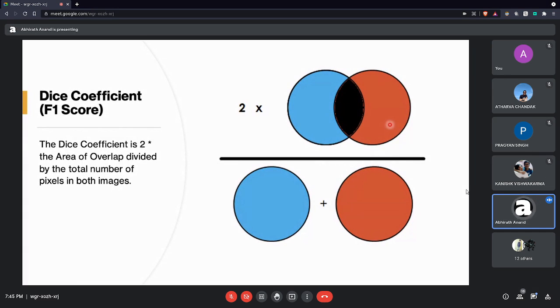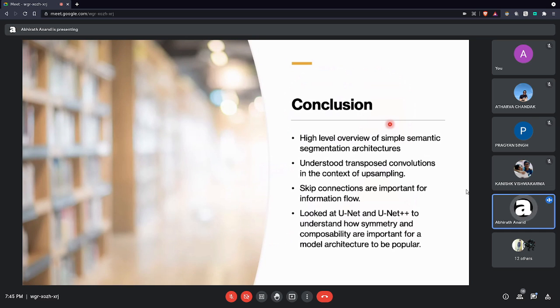So these are the three most common metrics that you will see. Just to wind everything up, we got a high level overview of simple semantic segmentation architectures. We understood transpose convolutions in the context of upsampling. We understood that skip connections are really important for information flow, which is why UNet++ has a lot of dense skip connections to improve on UNet. We looked at UNet and UNet++ in particular to understand how symmetry and composability, two of the key features of both networks, are important for a model architecture to be popular or useful, I should say.